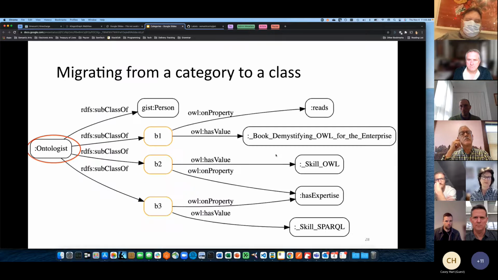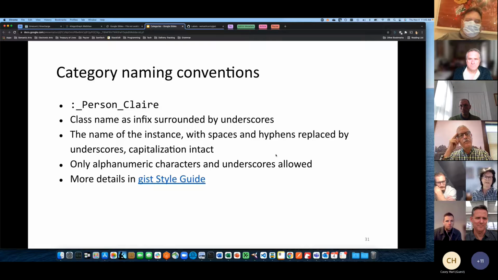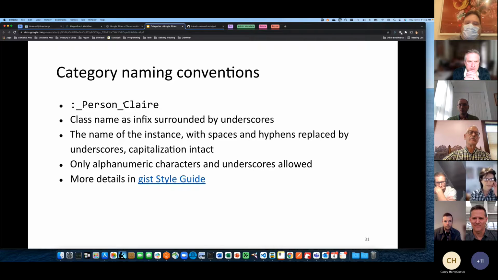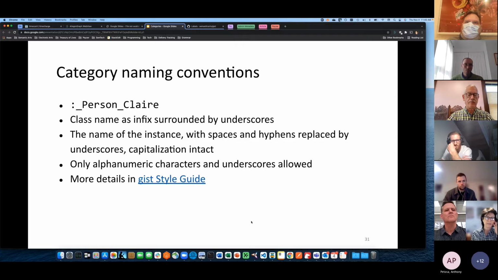So this is just the turtle for what we see here. I'm not going to go over that. A few nuts and bolts: we have some naming conventions. Interestingly, I should point out that we do not as yet follow the just naming conventions, but this is something we'll institute in the future. So we take the class and stick it in as an infix. It's just for readability, right? It's just a convention. It has no semantic impact. And then we have the name of the instance with spaces and hyphens replaced by underscores, capitalization intact. You can find these conventions in our just style guide.